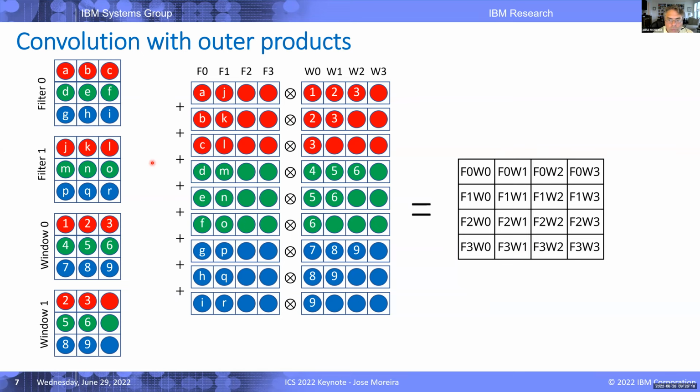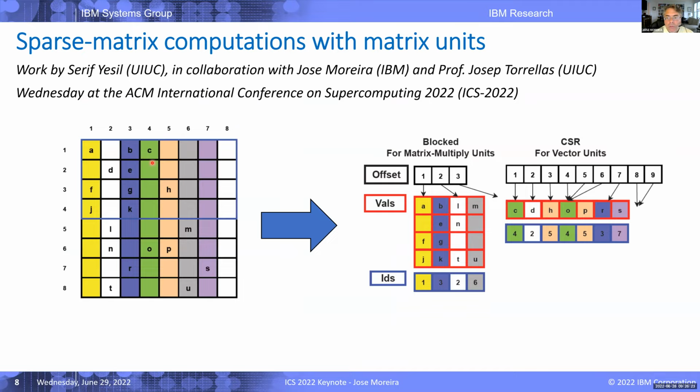and other cases. And now the thing that some people may be surprised is that you can actually use matrix units for doing sparse matrix. Now sparse matrices, well, there are lots of zeros. So how can I find something that can actually be turned into a computation performing on a matrix unit?